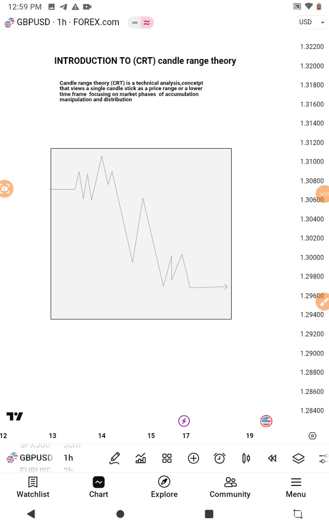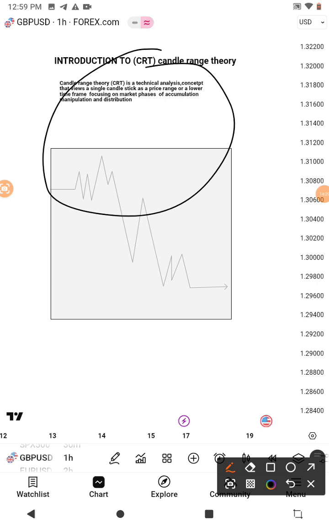So that is the introduction of CRT. Accumulation phase, manipulation phase, and distribution phase.